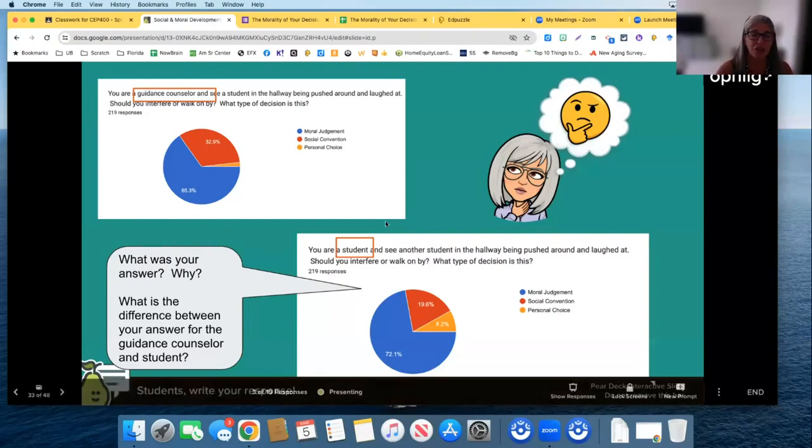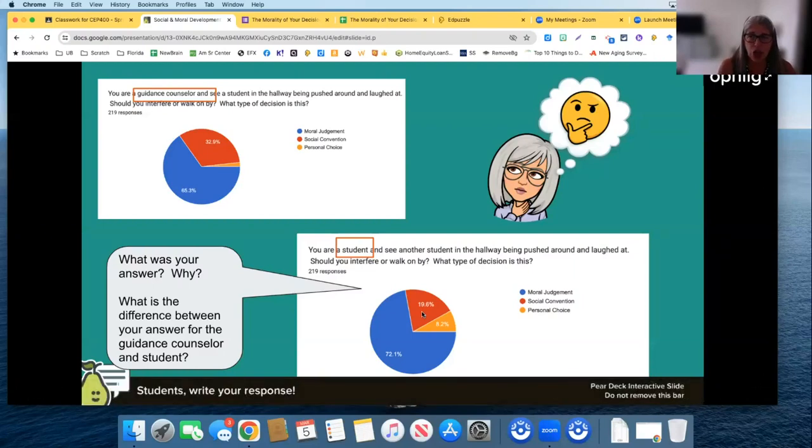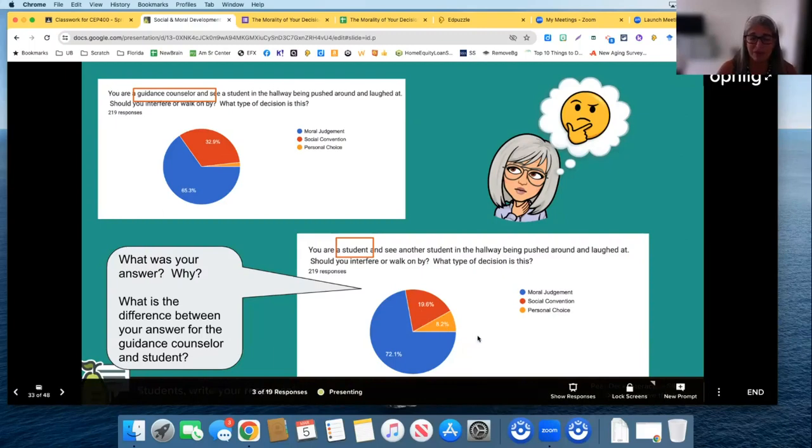But others of you, a big chunk, 32% here and 19% here, said it wasn't so much a moral gut feeling that this is wrong, but more of a social convention, whether this is socially acceptable to be bullied or not, or whether it's socially acceptable to interfere or not. And even with this situation, some people thought, no, this is just a personal choice. You have a choice to interfere with a bully or not. You have a choice to be a bully or not. And this isn't a moral kind of situation.